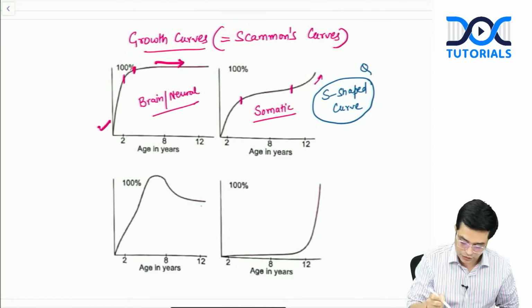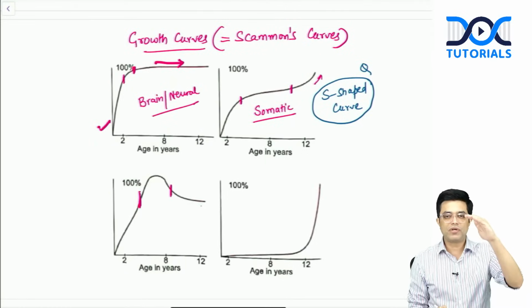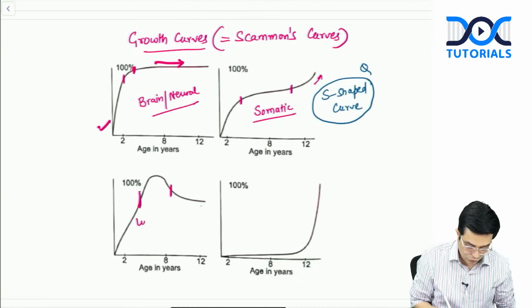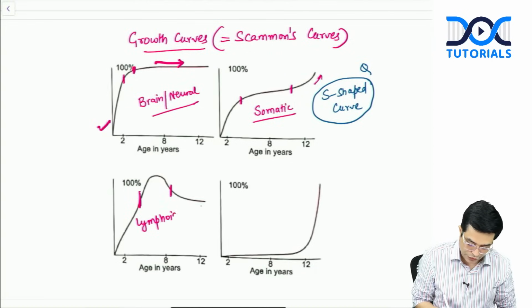Look at the third growth curve. You will find that maximum tissue mass is between 4 to 8 years. So around 8 years or so, maximum tissue mass is attained and then it becomes stable. It decreases a bit and becomes stable. This is the lymphoid tissue growth, right?